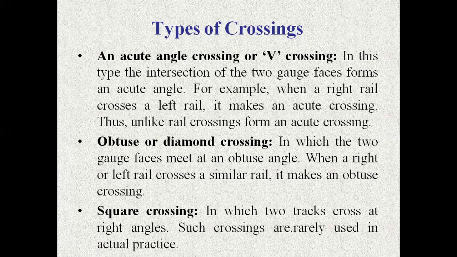We consider an angle acute when the two gauges of the tracks form an angle of less than 90 degrees. An obtuse crossing is one in which two gauges meet at an angle of more than 90 degrees. When a right or left rail crosses a similar rail, it makes an obtuse angle.